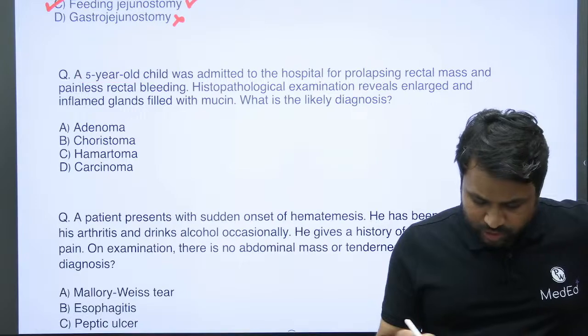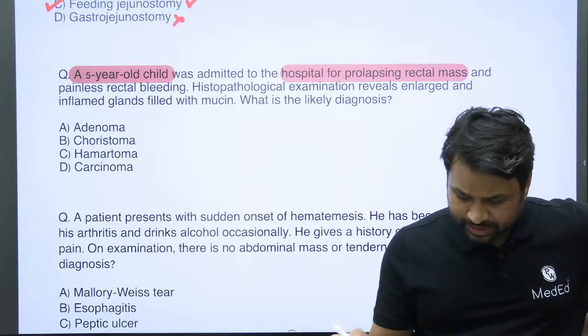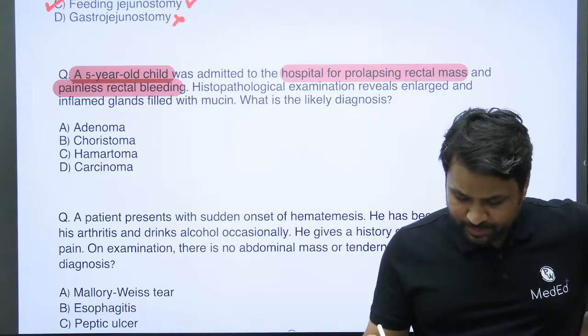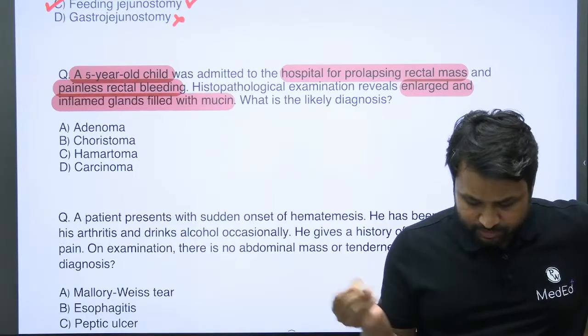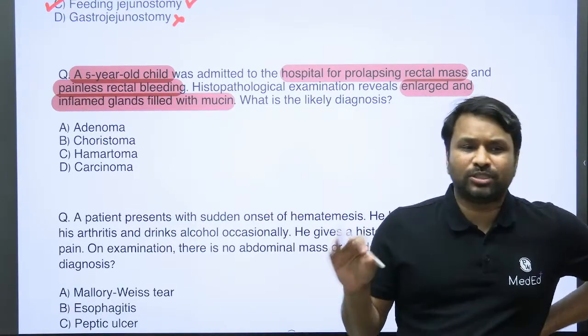Cool. Going into the next one. A 5-year-old child admitted to the hospital for prolapsing rectal mass, painless rectal bleeding. Histopathology reveals enlarged and inflamed glands filled with mucin. What is the most likely diagnosis?